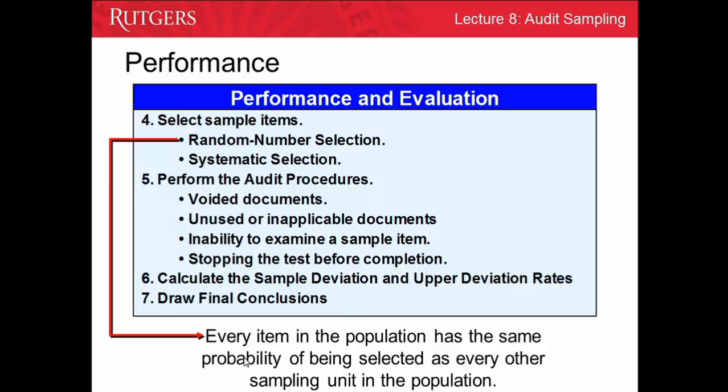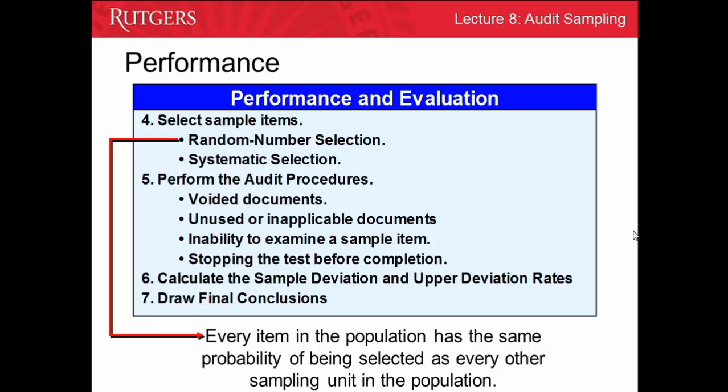Then, after the sampling application has been planned, an auditor performs each of the following steps. First is to select the sample items. The auditing standards require that the sample items be selected in such a way that the sample can be expected to represent the population. Thus, all items must have an equal opportunity to be selected. The following 2 selection methods are acceptable for attribute sampling: random number selection and systematic selection.